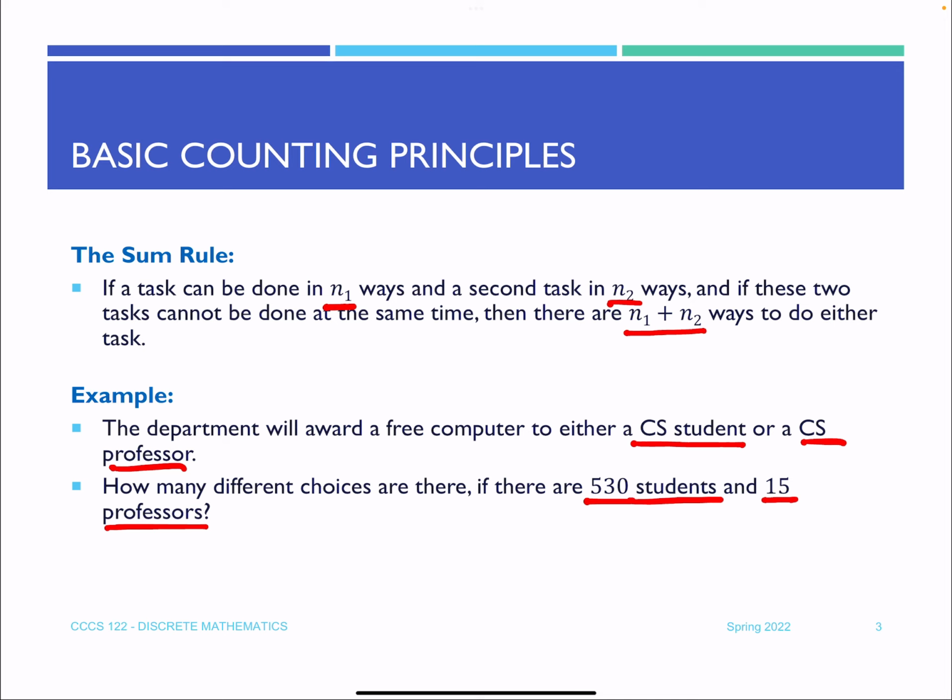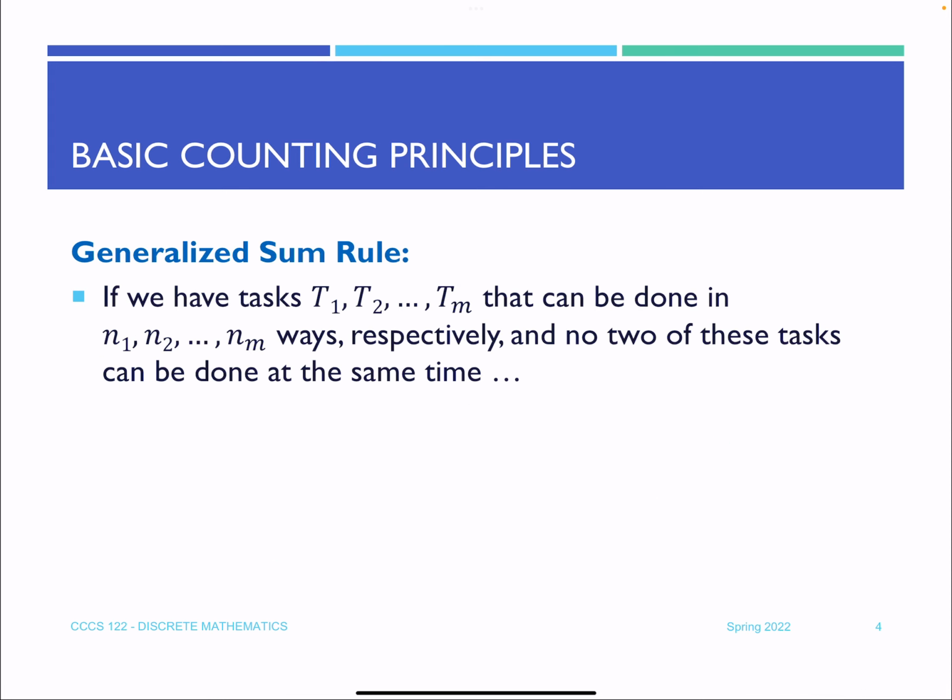So how many choices do we have of accomplishing either the task of assigning the computer to a student or assigning it to a professor? The answer, applying the sum rule, is that you can give the computer to any one of 530 students, and then there are 15 different ways you can give it to a professor. Because you can only do one or the other, but not both, there are in total 545 choices.